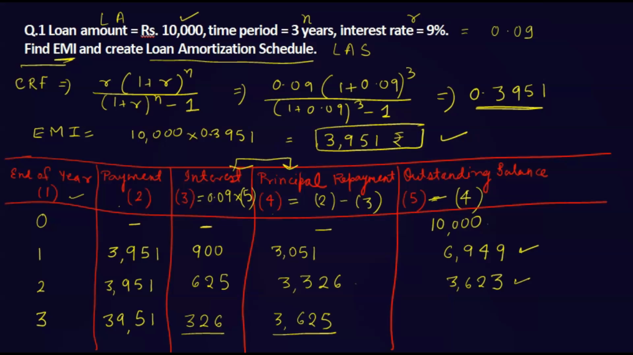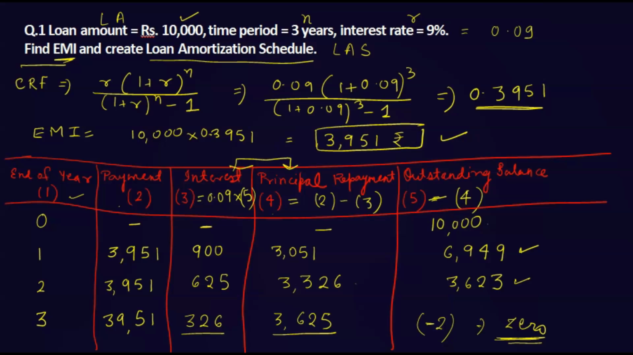So now 3,623 minus 3,625. Oh, 3,623 minus 3,625 will get minus 2, but minus 2 is just nothing. Here 0 should come in the last. Okay, maybe minus 2 is coming because of the rounding off of the decimals. So if you take decimals also, that's completely fine. Here 0 should come in the last, in the balance column.